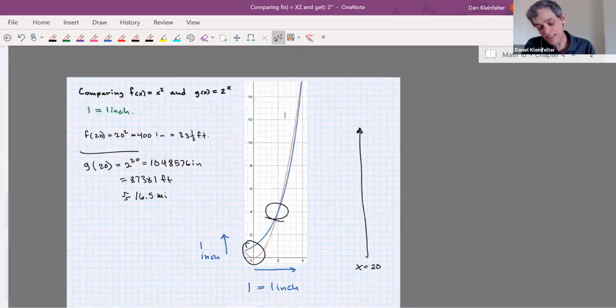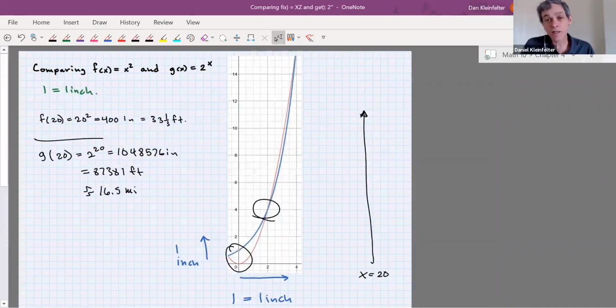All right, so that takes us to the end of section 4.2. We're going to be looking in the next section, 4.3, at logarithm functions, which are the inverses of the exponential functions. In the meantime, let me know if you have any questions, and have a great day.